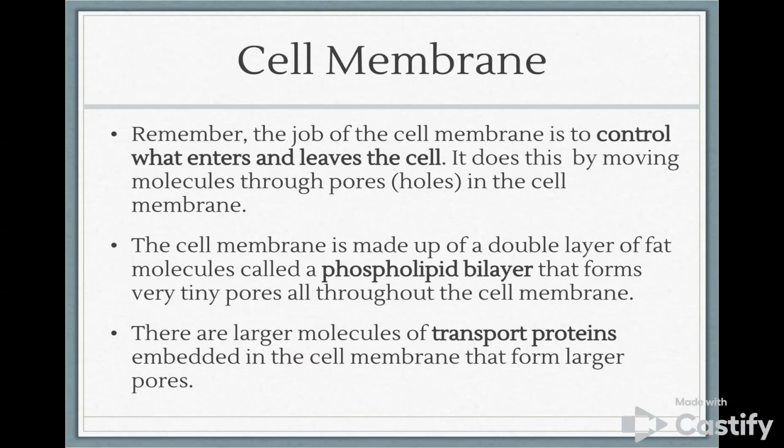So the way that the cell controls what comes into and out of the cell is because there are tiny little holes or pores in the cell membrane. It's made up of a double layer of fat cells called phospholipids. This phospholipid bilayer forms these teeny tiny holes all through the cell membrane. And then, if they need to move things that are a little bit bigger, they also have larger molecules called transport proteins within that cell membrane that can make bigger holes or pores.